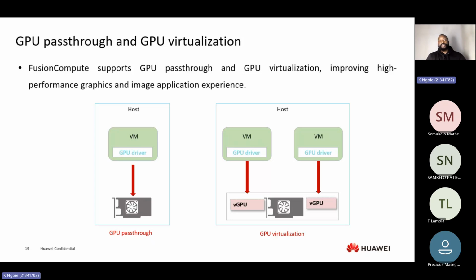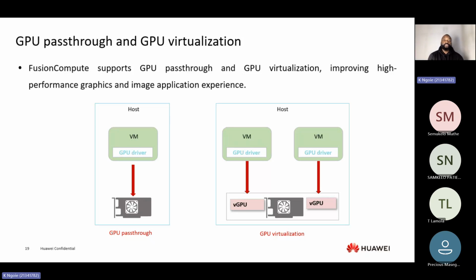So when we talk about GPU pass-through and GPU virtualization in FusionCompute, FusionCompute supports high performance GPU capabilities for virtual machines. This provides flexibility for graphics when we have highly intensive graphics or computation workloads in virtual machines.